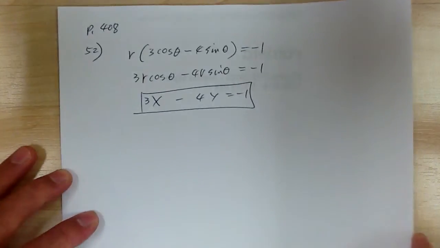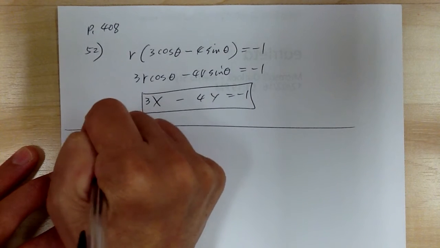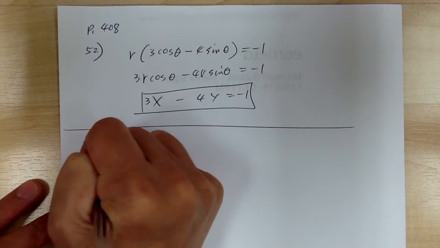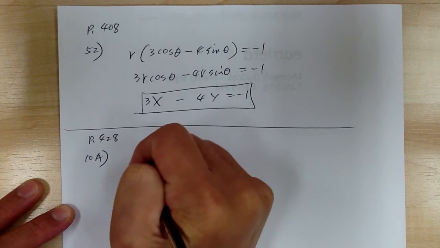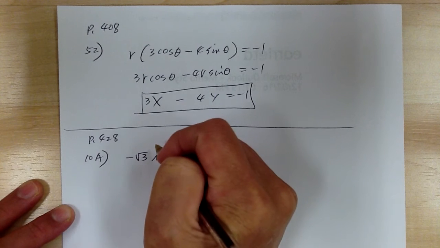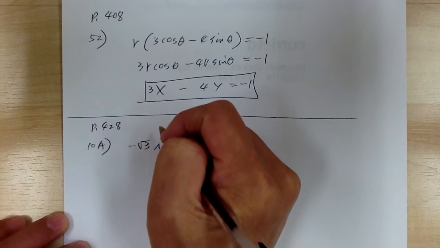Okay, let's go to page 428 next. On page 428, let's do 10a. You have negative square root of 3i, and this one you want to convert to polar form.